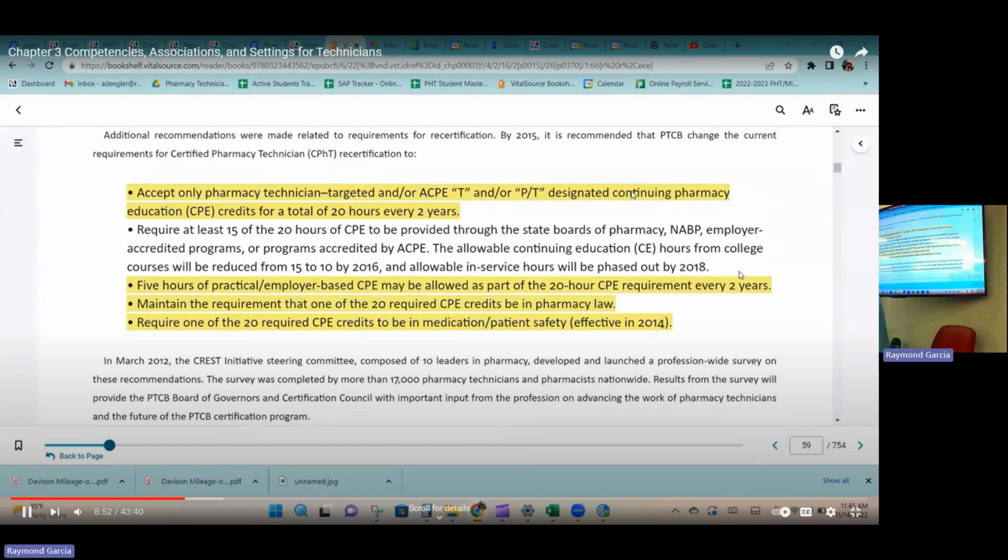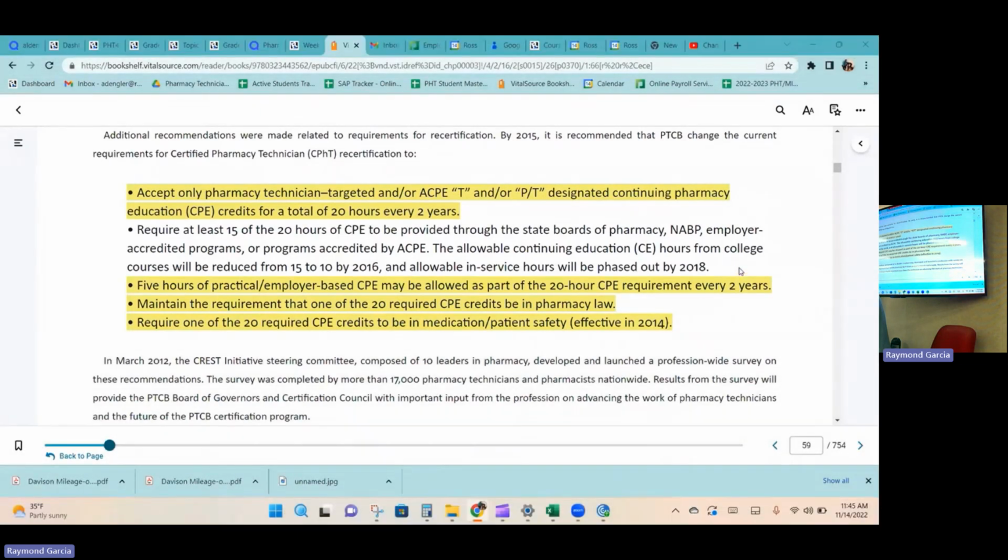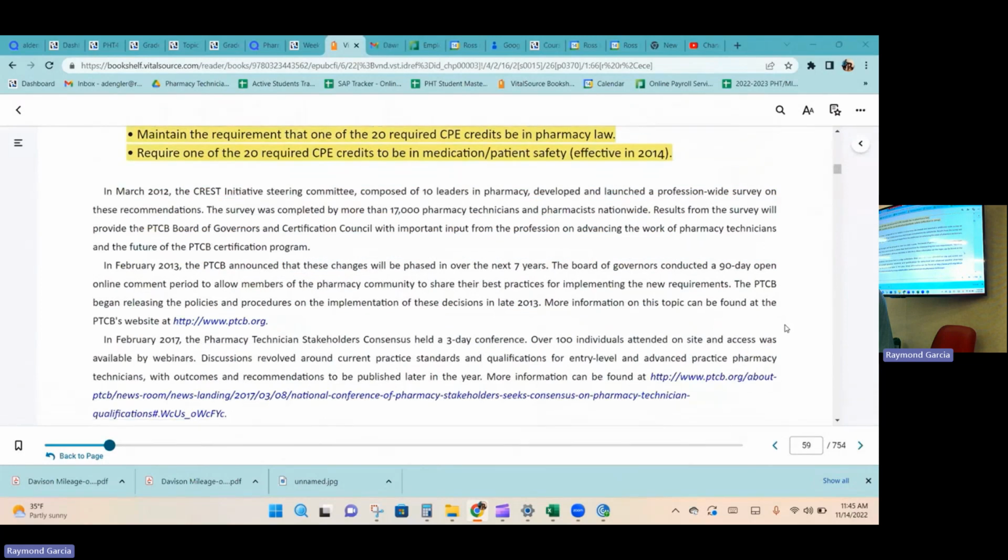So back in the day, if you had taken some college courses, you could use those as continuing education. 5 hours of practical employer-based CPE may be allowed as part of the 20-hour CPE requirement every 2 years. Maintain the requirement that one of the 20 required CPEs be in pharmacy law, and require one of the 20 required CPEs be in medication safety, and that's effective in 2014.